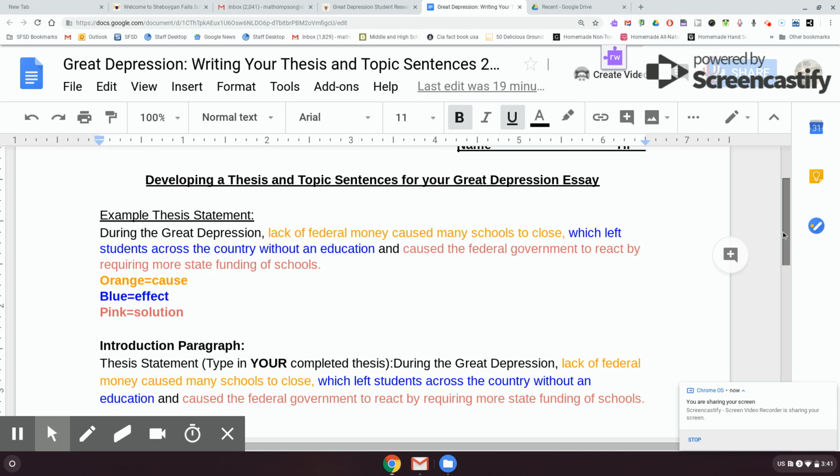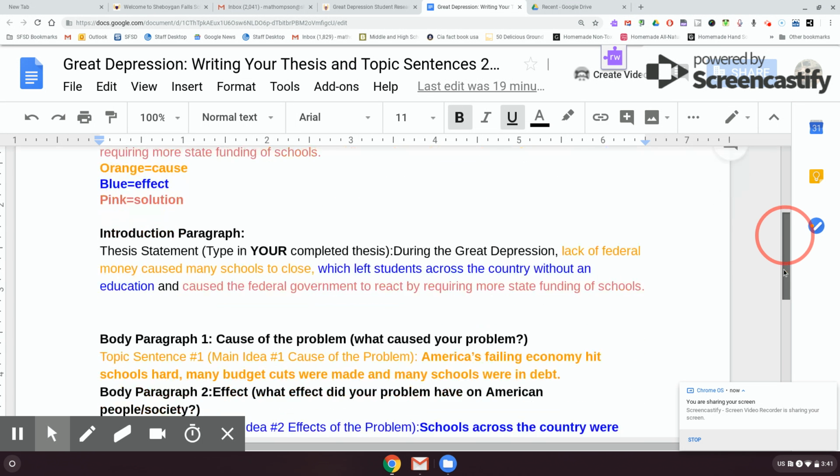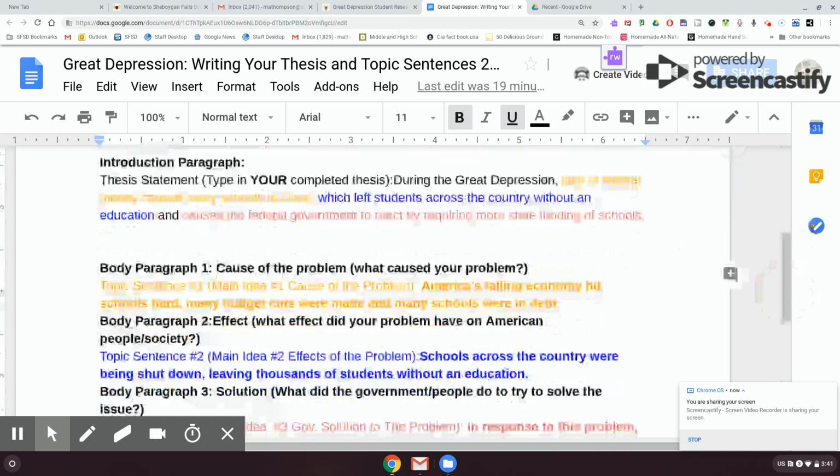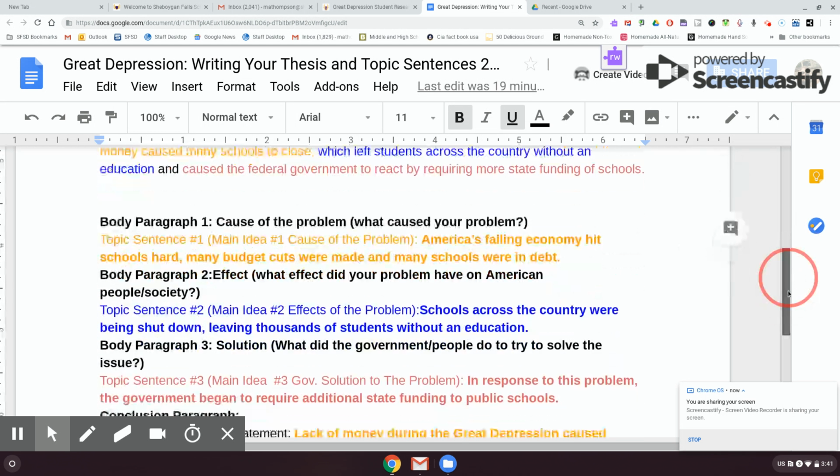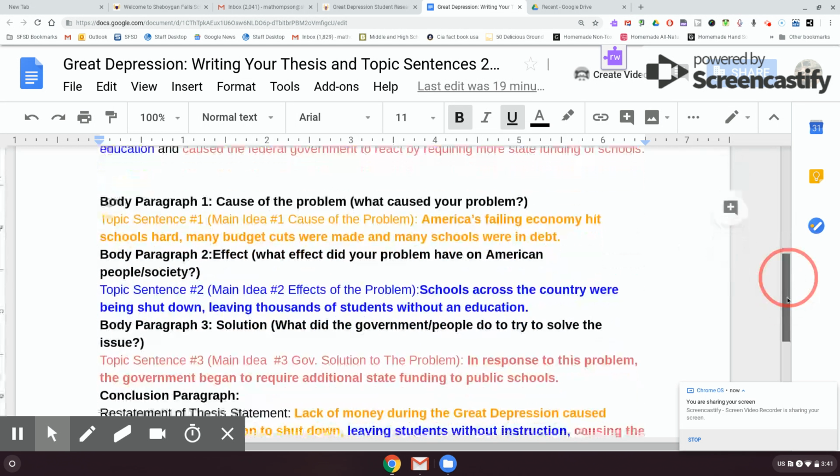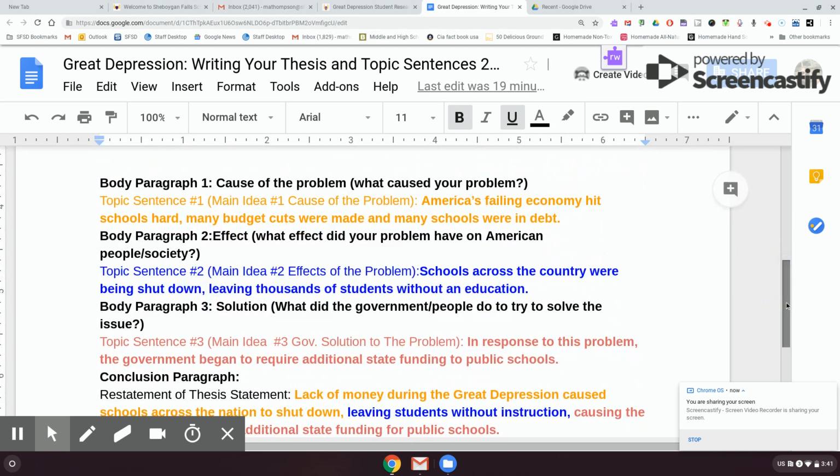You can see that right here. As I move down, the student has their thesis in this spot, right? They've got that copied there. When we get to the next part, now we're looking at the topic sentence for each body paragraph. And basically what you're going to do is take the main idea of cause from the thesis and expand it into a sentence, the main idea of effect from the thesis and expand it into a sentence, and the main idea of solution from the thesis and expand it into a sentence.